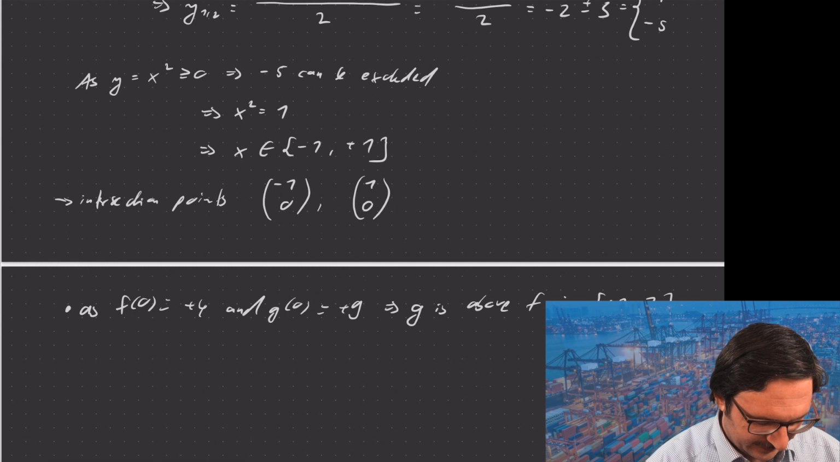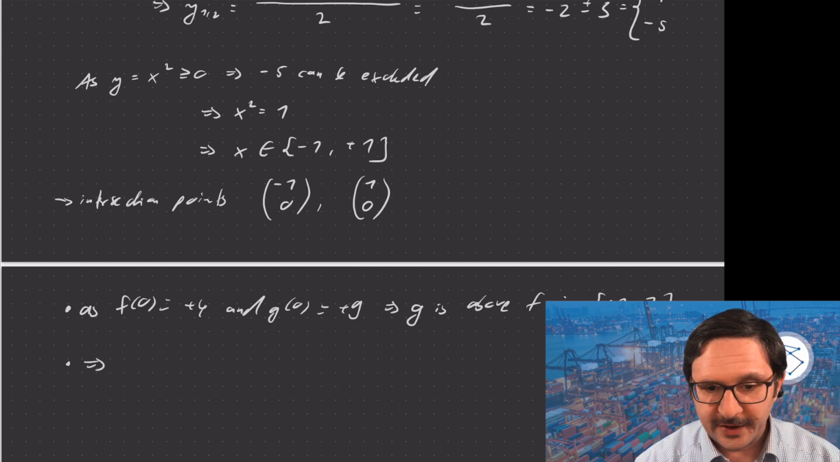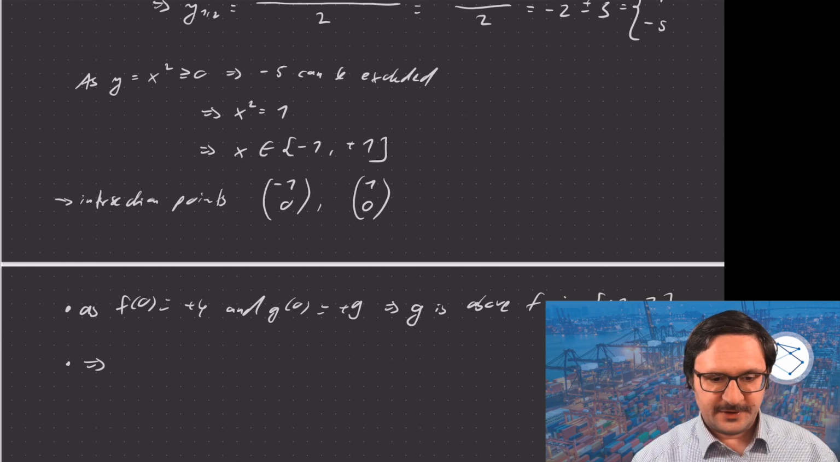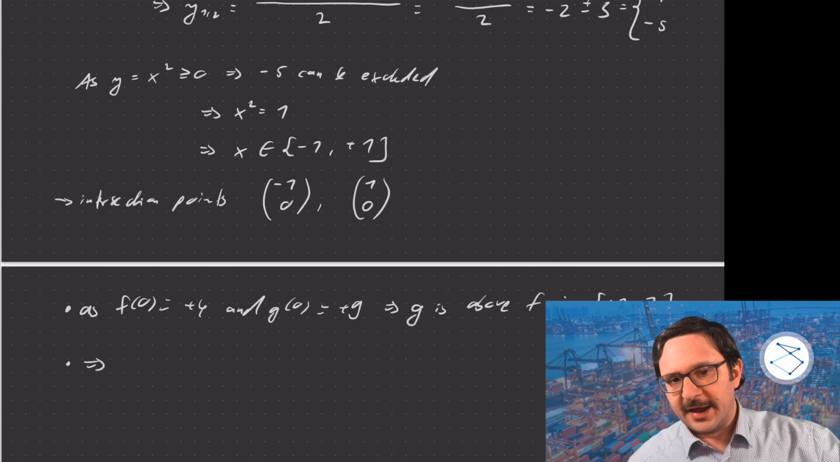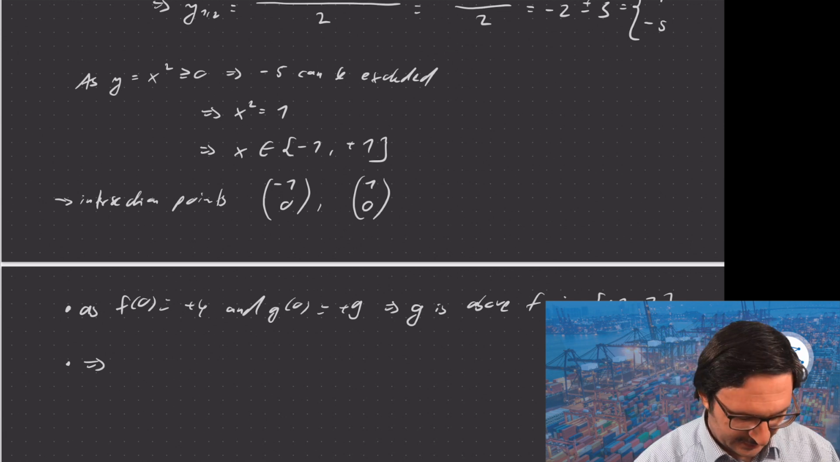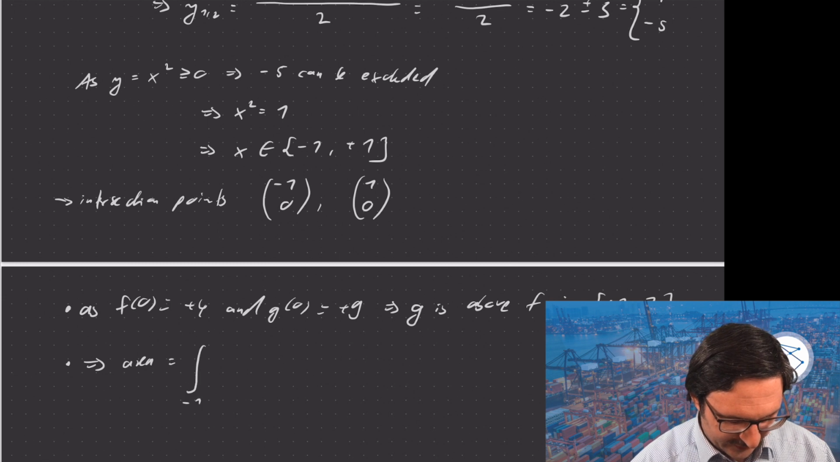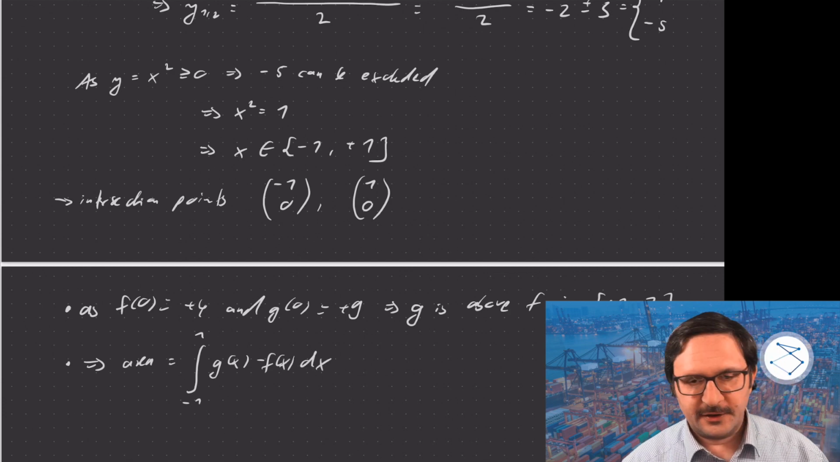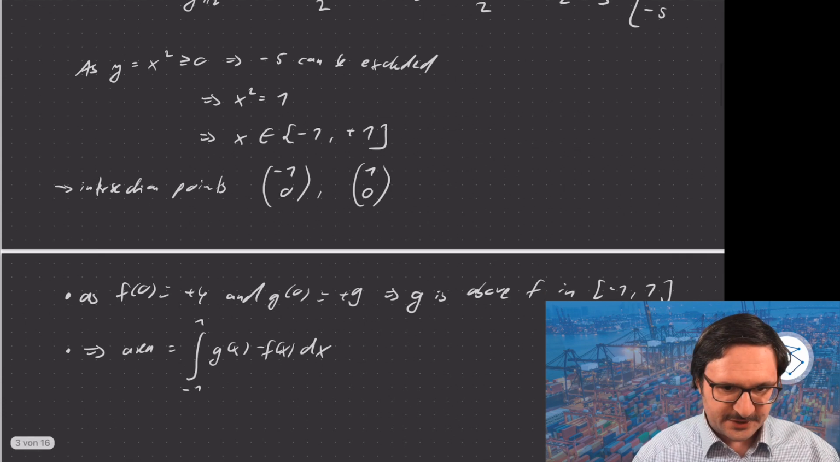And that means the area between those two graphs can be computed by the integral over g minus f. So the area is equal to the integral from minus 1 to 1, g of x minus f of x dx. Now we just have to do the computations here.